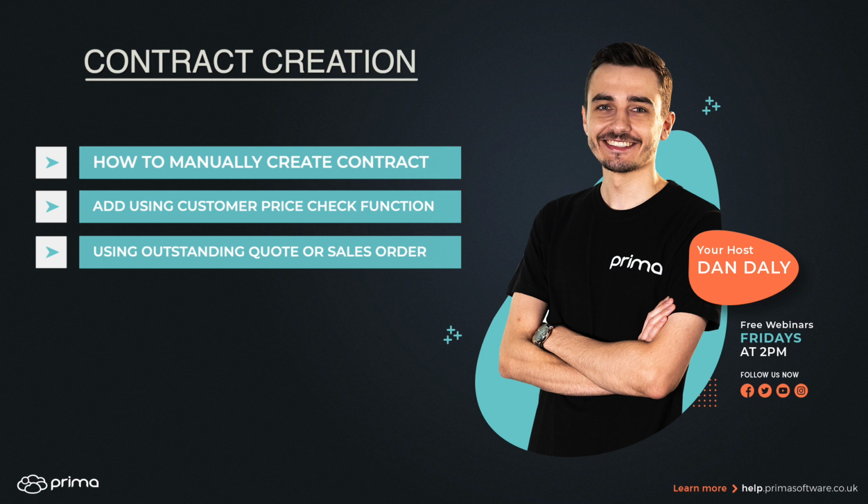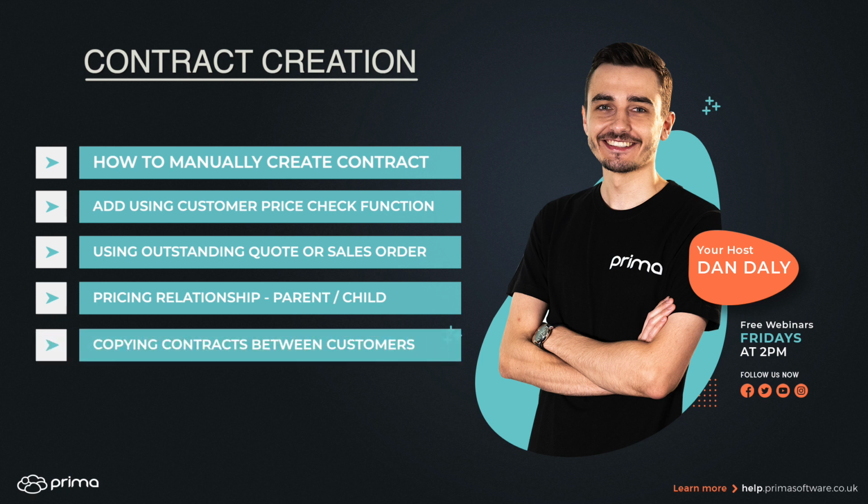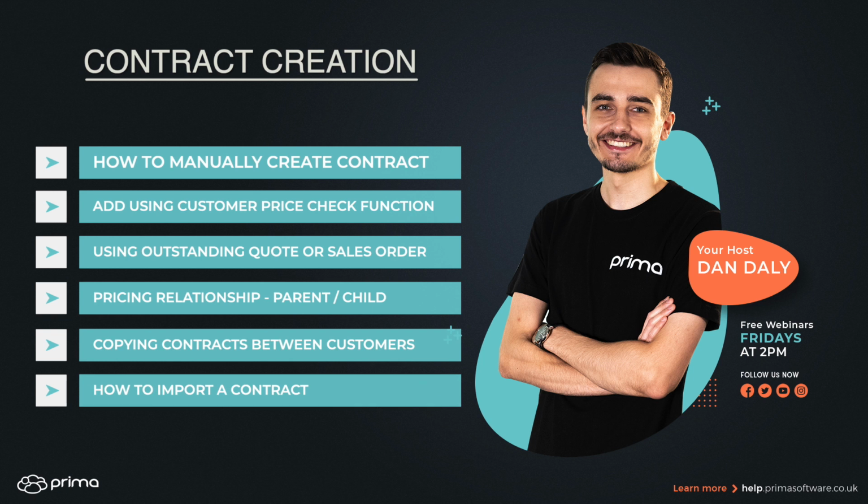We'll then go on to discuss the pricing relationship between the parent and child companies if the items are on contract for both. And then we'll talk about another frequently asked question, which is how do you copy a contract from one customer over to the other. We'll finish up by going over how to import a contract, so putting all the items onto an Excel spreadsheet and then uploading that directly into Prima.